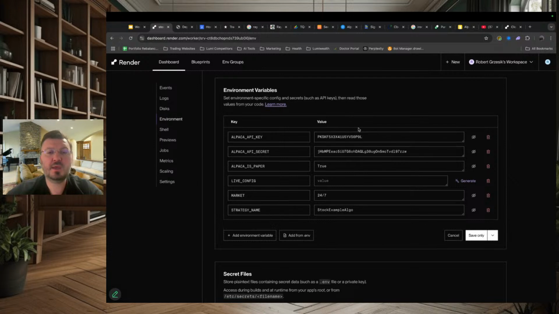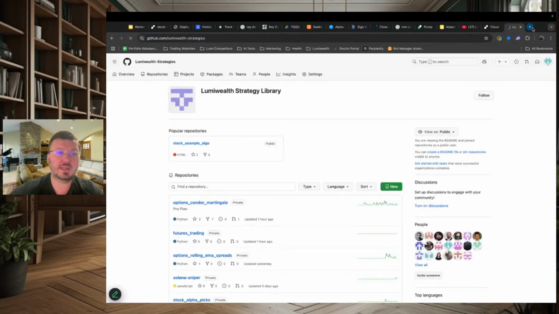Now, there's is paper. If you're trading with real money, you'd switch it from true to false. I'm going to keep it as true because it is a paper trading account. But if you're to use real money, you switch it over to false. And then we have live config. This enables you to pick a different configuration. What do you want to be running? What specific version of this thing do you want to run? The way that you pick that is we'll go back into GitHub.